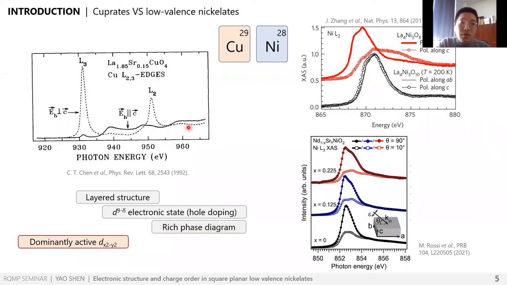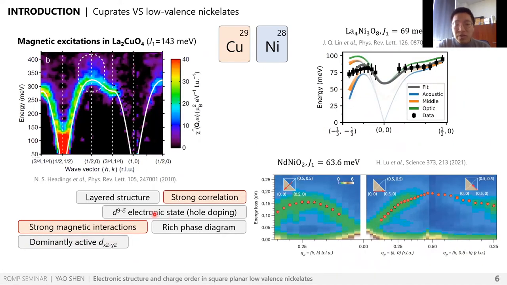Then for cuprates, we know that near the Fermi level, it is dominated by the copper dx squared minus y squared orbitals, which can be inferred from the strong dichroism in X-ray absorption at the copper L edge. And the same thing happens to the low valence nickelates, including the trilayer nickelate and the infinite layer nickelate. The strong dichroism is also observed, indicating that the nickel dx squared minus y squared orbital is the most important orbital near the Fermi level. And one of the most important features of cuprates is strong magnetic interactions.